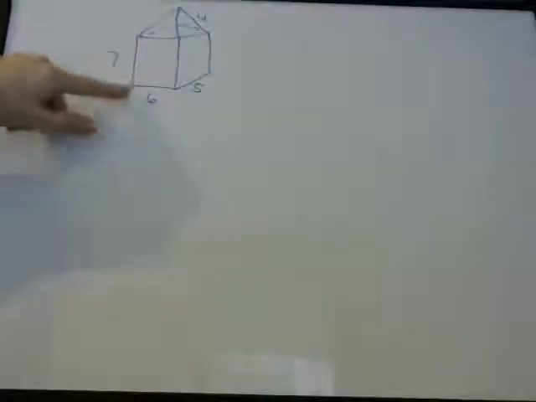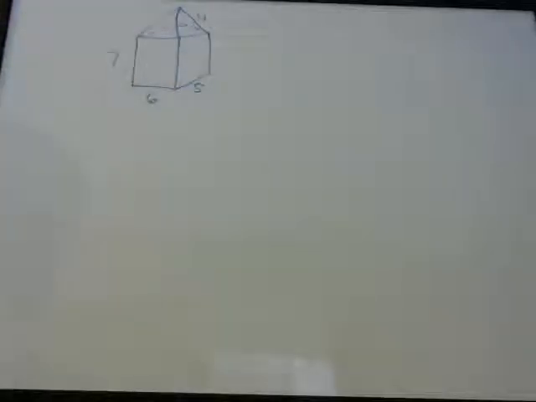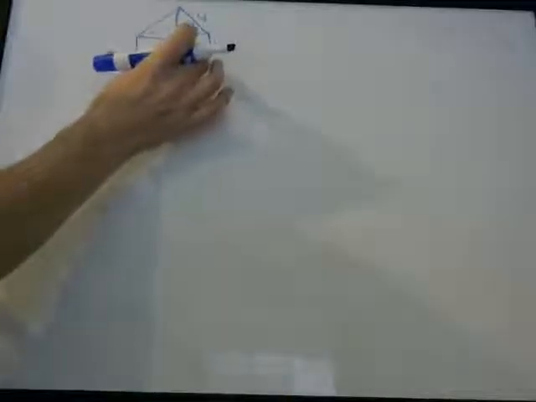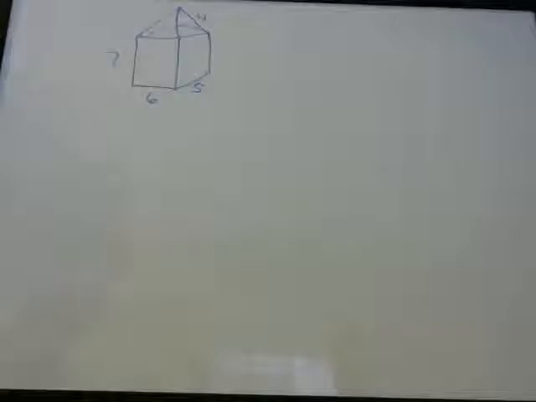So we have this thing. It's a rectangular prism with a pyramid on top. What is the surface area of that? So we find the surface area of what we need to paint of the rectangular prism, and then we find the surface area of what we need on the pyramid, and we add those two things together. That is the total surface area.